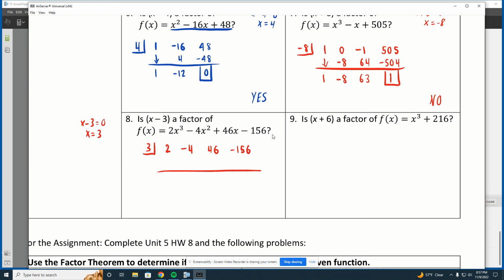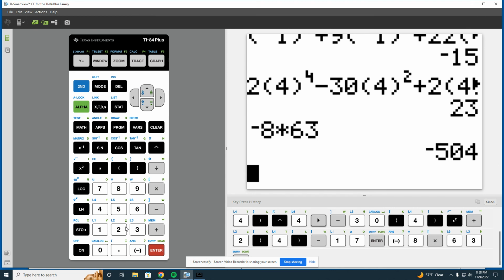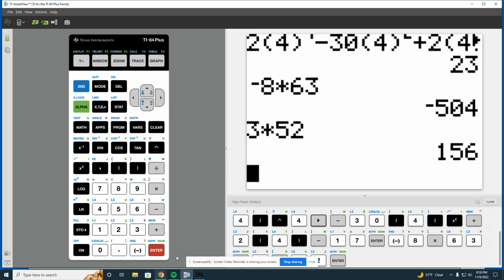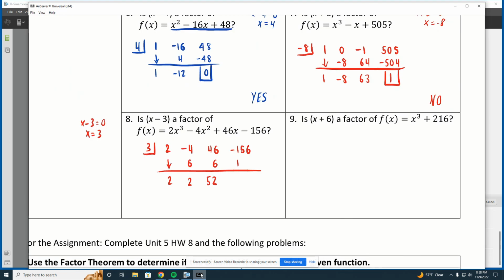So here we go. Bring down the 2. Start multiply combining. 3 times 2 is 6. 6 minus 4, 2. 3 times 2, 6. 46 plus 6, 52. 3 times 52 is 156. Guys, what's 156 minus 156? 0. Yes, this one is a factor.